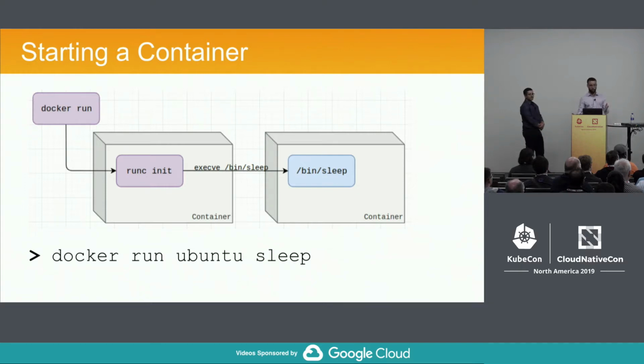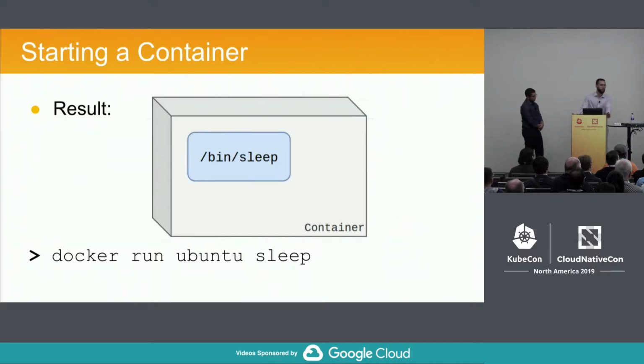And then the final thing that runc init does is exec the binary that you ask for. So if you ran docker run ubuntu sleep, it will exec sleep. And the result is exactly what you asked for, a container running the binary that you asked for in the file system of the image that you specified. So those are containers in 60 seconds or less.